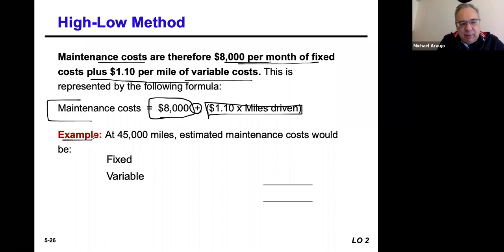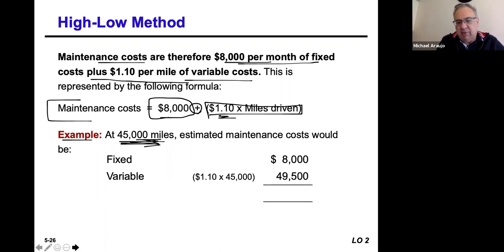So the example is, what would be the total if 45,000 miles were driven? Well, we already know the fixed cost is $8,000. That's not going to change. But the 45,000 miles that are driven now are going to be multiplied by $1.10 to give us the variable cost, $49,500. Together, we have a total cost of $57,500 using the high-low method.